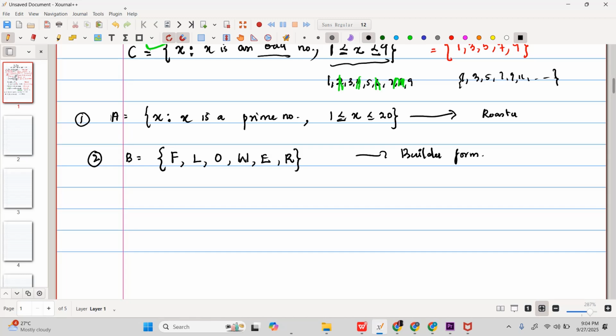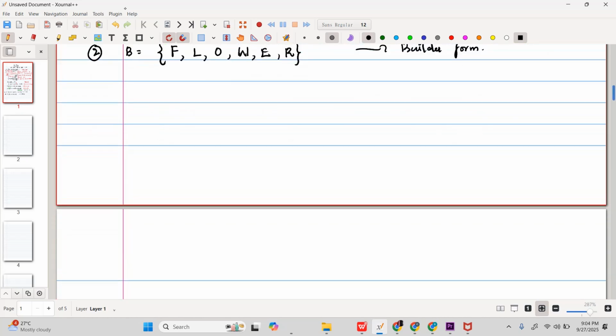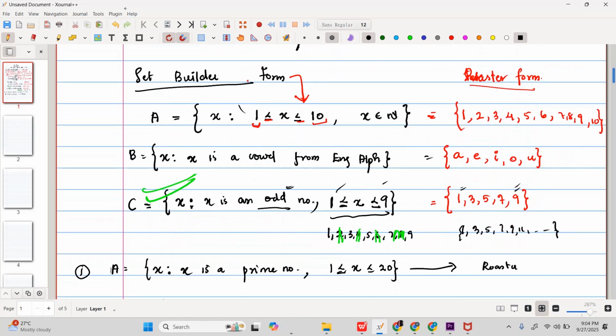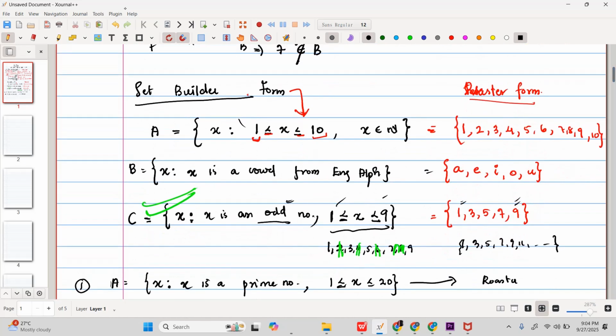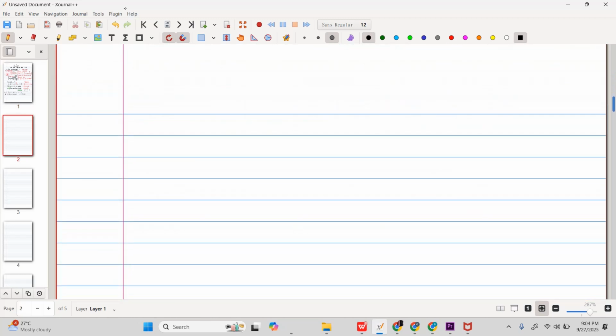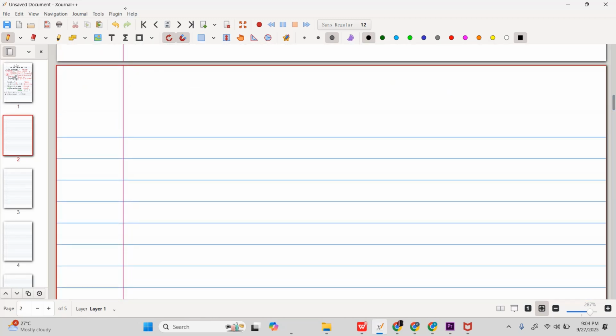So these are the two forms of sets. There are two types, set builder form and set roster form. Okay. Next we have different kinds of sets. What is meant by different kinds of sets? There are so many kinds of sets, and we have to explain what they are.